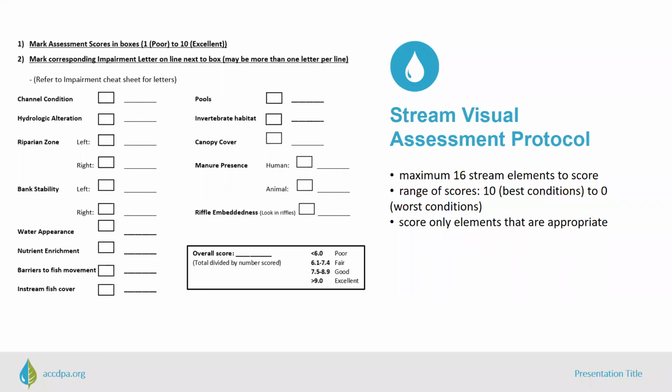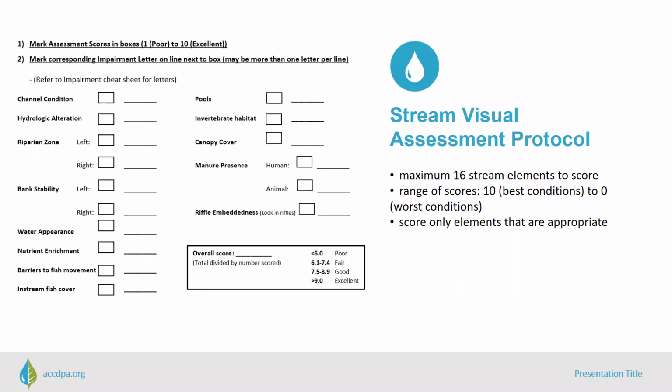There are up to 16 elements in the USDA protocol for visual assessments to evaluate streams, but you don't have to use all 16. Not all of them probably apply to your stream. That's because the protocol was developed for use nationally and not all streams are the same throughout the country.